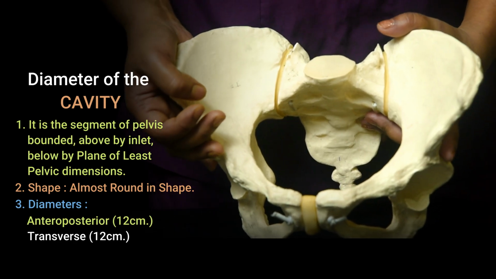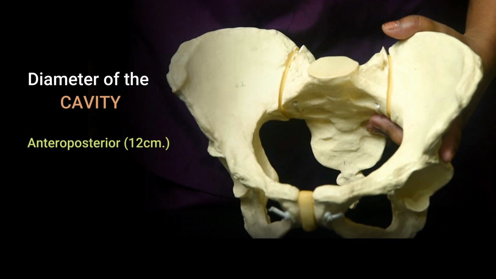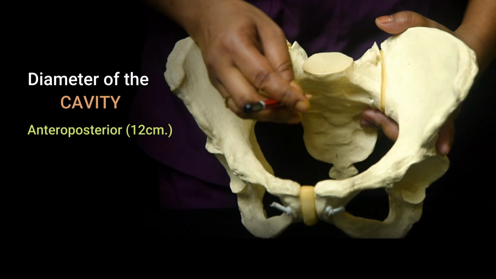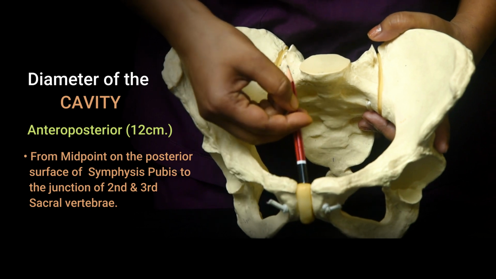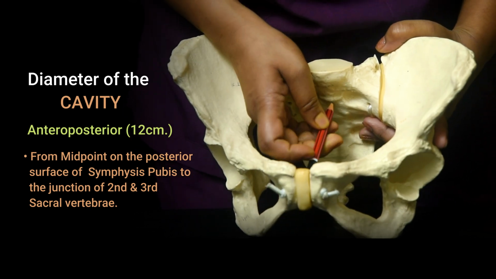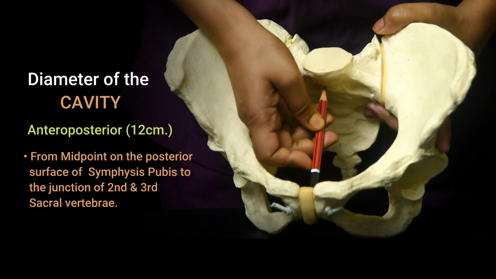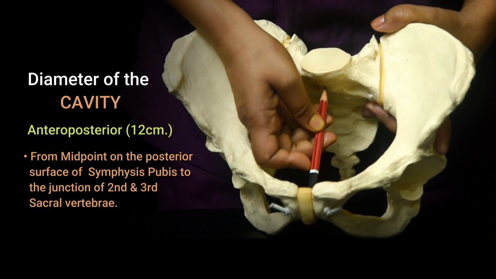But still, to understand in a better way, the anteroposterior diameter of the pelvic cavity will start from the posterior surface of symphysis pubis to, we can see here, the second and the third sacral vertebra.